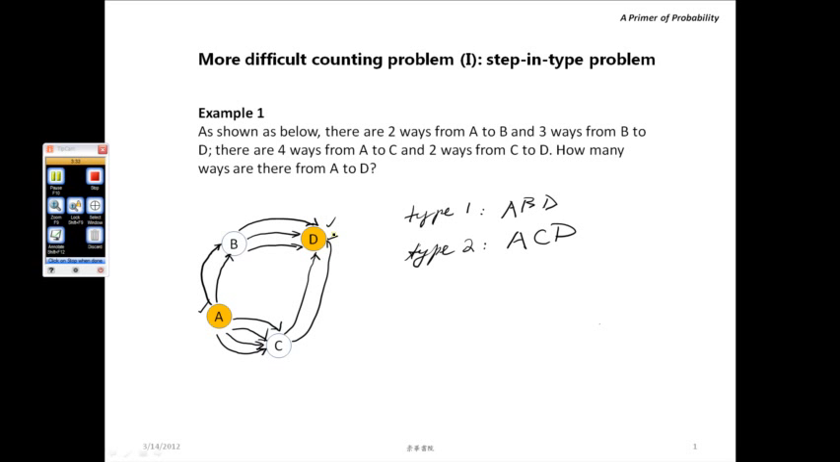Under this circumstance, we call it a step in type problem. The multiplication rule should apply first and the addition rule apply second. So now we can move to mechanics.